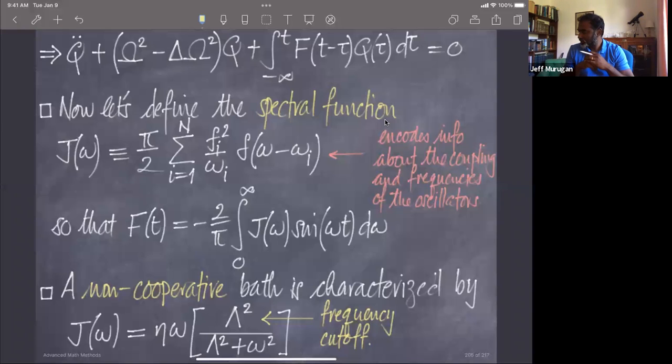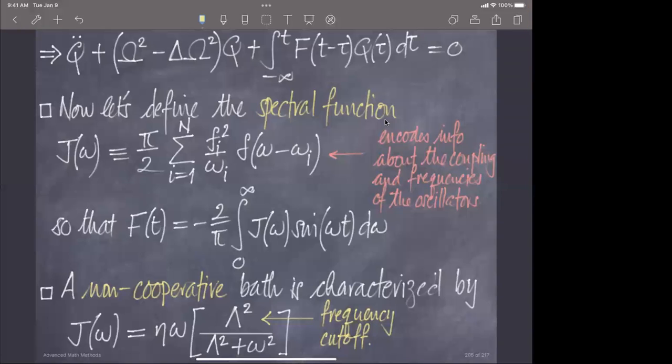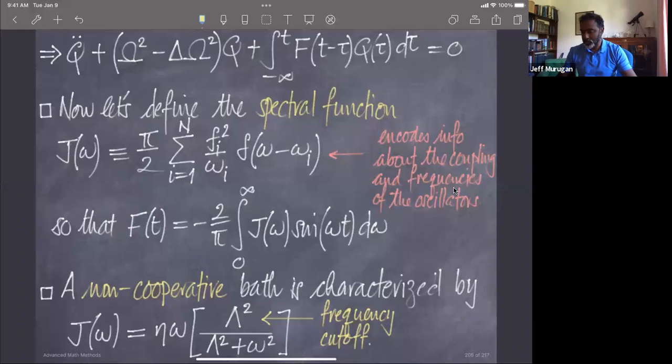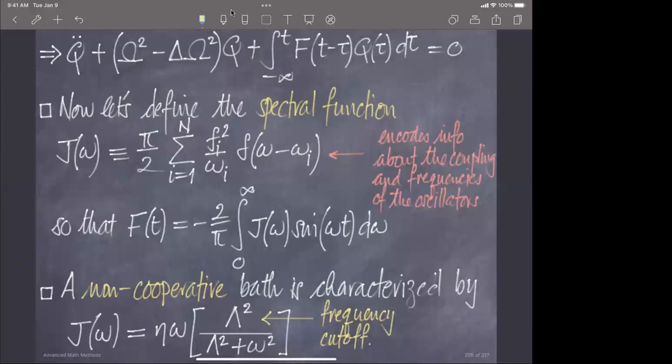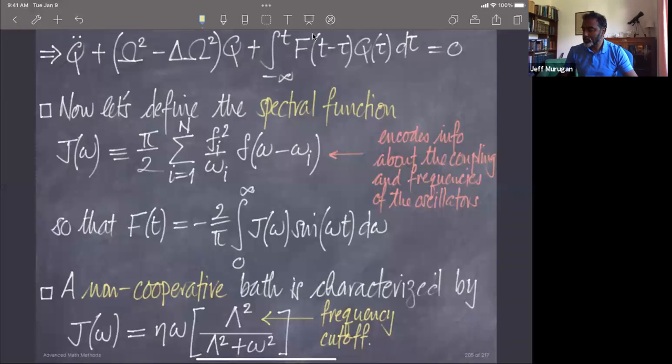Any questions? Jeff, can you please just read off the denominator in that term? I can't, the bar in Zoom is covering it. Oh, it's lambda squared plus omega squared. Okay, thank you.